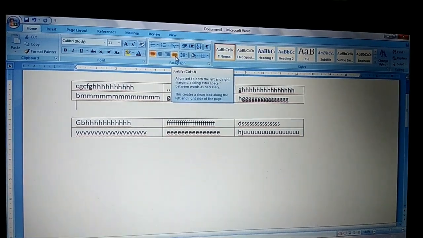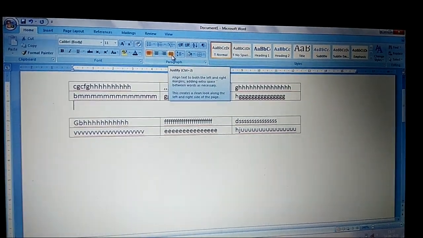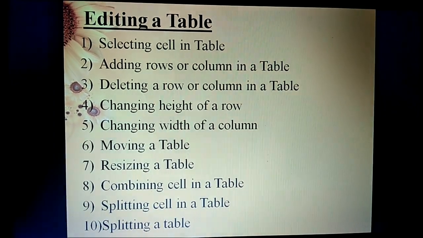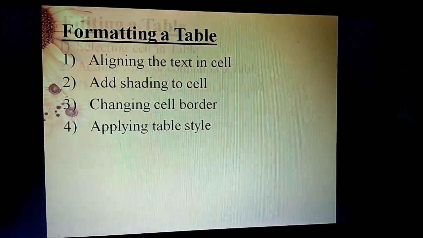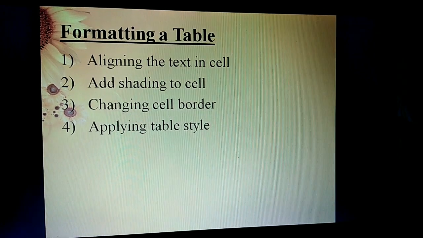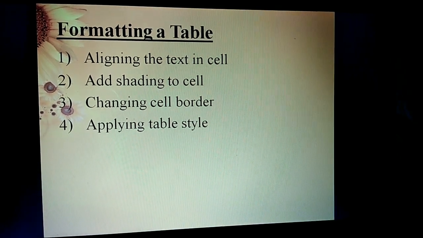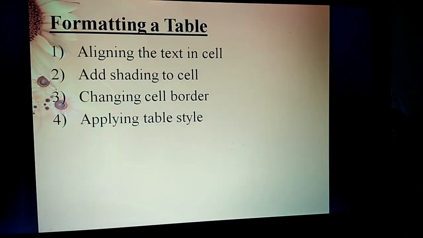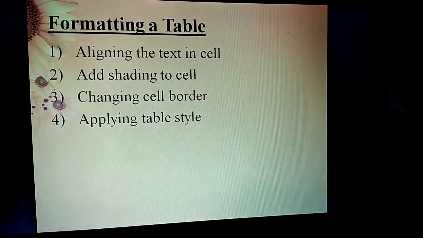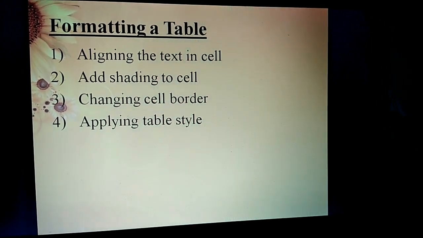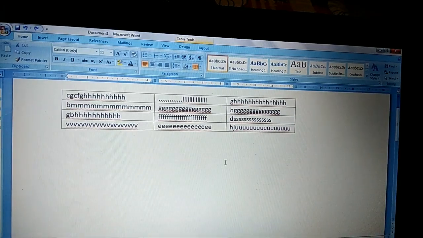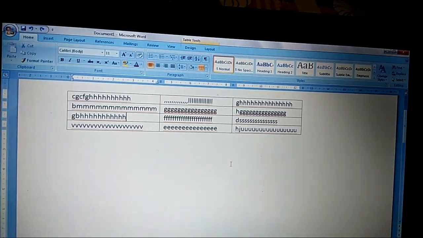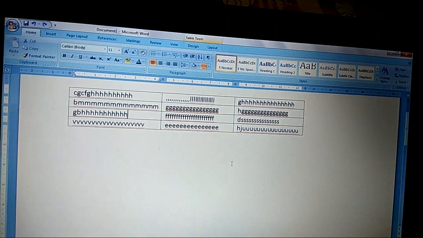Now the next is formatting a table. Editing a table consists of 10 topics. Now it's finished. Now the next topic is formatting a table. It consists of 4 parts: aligning the text in the cell, adding shading to a cell, then changing the cell border and applying a table style. So we can format the table to enhance its look and make it attractive.